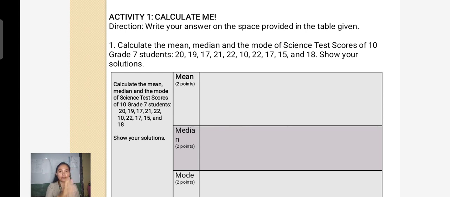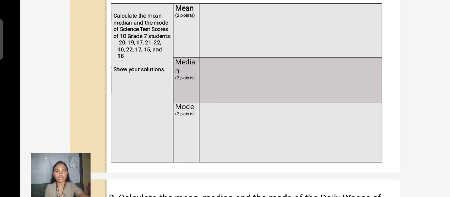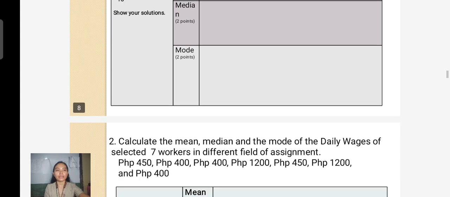So, naa diha. Number 1, calculate the mean, median, and mode of science test scores of 10 grade 7 students. We have 20, 19, 17, 21, 22, 10, 22, 17, 15, and 18. Show your solution. Okay. So, wala na ba'y pangutana sa mean, median, mode? Maka-answer na mo ani class, aning activity 1, calculate mean, median, and the mode. Just write your answer on the space provided. Kanang sunod nga cell after sa mean, median, and sa mode. Naa na space niya gi hatag sa inyong modules.